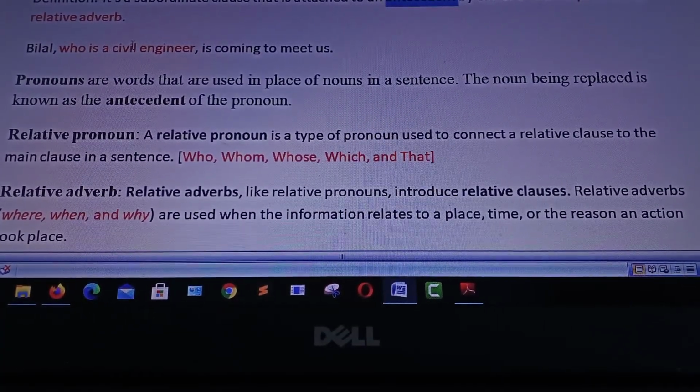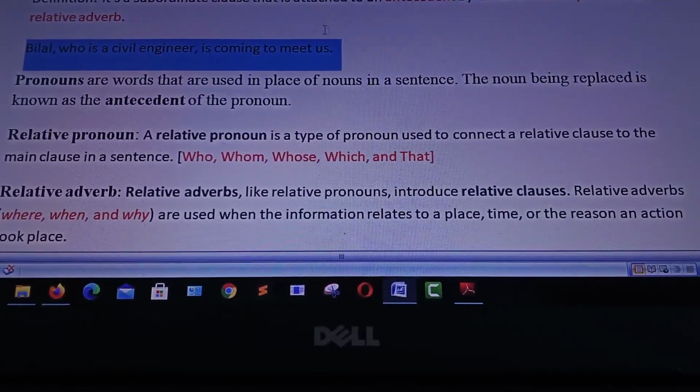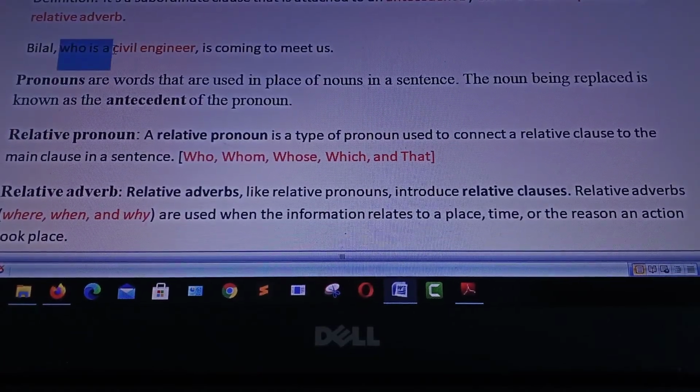Just take a look at this example. You will understand easily. This one is a relative clause: who is a civil engineer. This relative clause is just modifying its previous or preceding noun. At the place of Bilal, we are using here who. And this whole relative clause is modifying Bilal. So this Bilal is here an antecedent for this clause. So this is about antecedent.